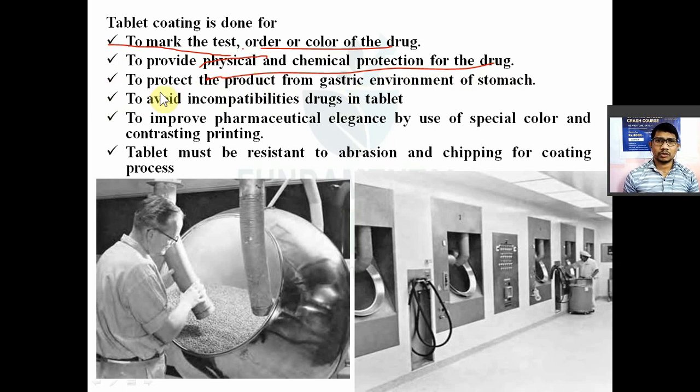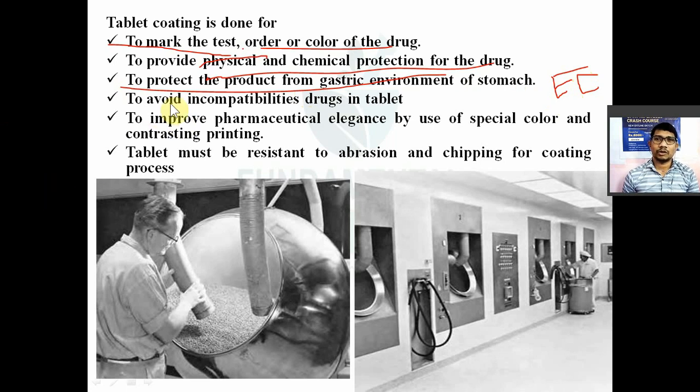They will release a drug in the intestine when there is a basic environment. So the first two purposes are fulfilled by the film coating of a tablet. The third purpose is fulfilled by the enteric coating of a tablet. To avoid the incompatibilities between two drugs, again compression coating, or a thin non-reactive film between two incompatible drugs in the tablet, will relieve your problem.